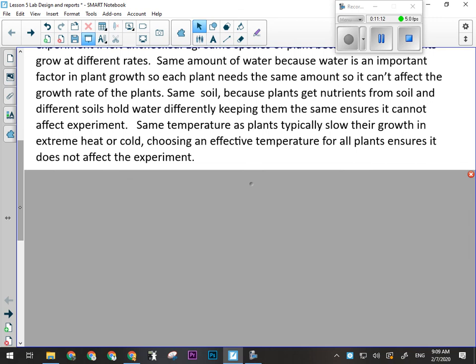Now, there's a lot of differing opinions on how a hypothesis would work, especially when you're coming from junior high to high school. Generally, a hypothesis needs to be a hypothetical statement. It's not a question. That's what the problem is. The problem is the question that we're investigating. The hypothesis is a statement.